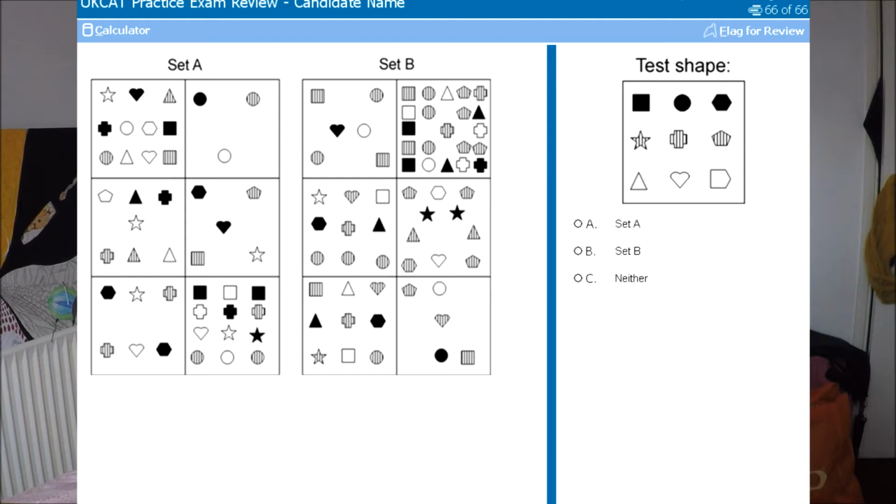Next one is abstract reasoning. For some reason I did really well in this one. I don't know how. I just managed to work out what the trick is, or I just got lucky. So you get set A and B, and the aim is to look for a pattern in each of the sets.